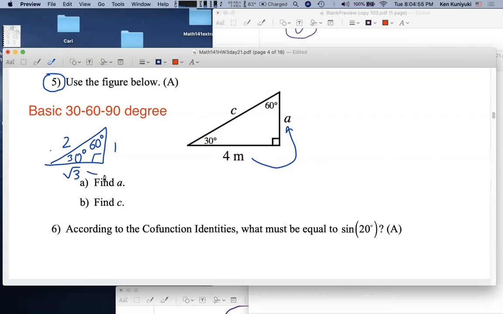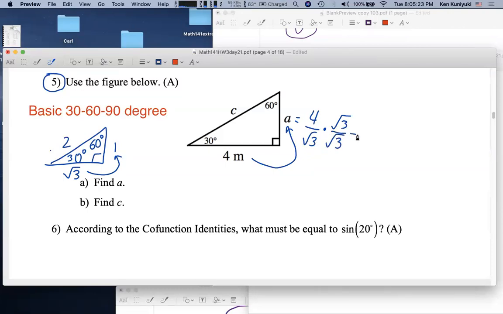How do we get from the medium side to the shortest side over here? We divide by root 3. So to get to A here has to be 4 divided by root 3. Okay, but wait a minute. We don't like having these radicals down here, but we can fix that. If we had a root x, we can't really fix that. We can fix this by multiplying by root 3 over root 3, or rationalizing that denominator.